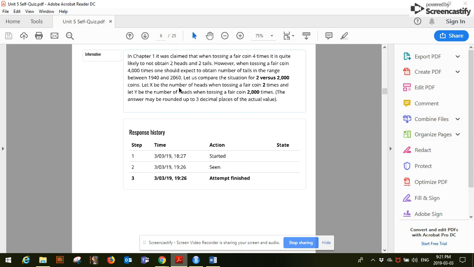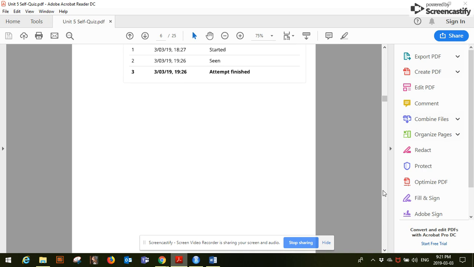So let X be the number of heads when tossing a fair coin 2 times, and Y the number of heads when tossing the fair coin 2,000 times. Basically, we have 2 random variables. You toss the coin 2 times, and you toss the coin 2,000 times. So let's look at the question here.